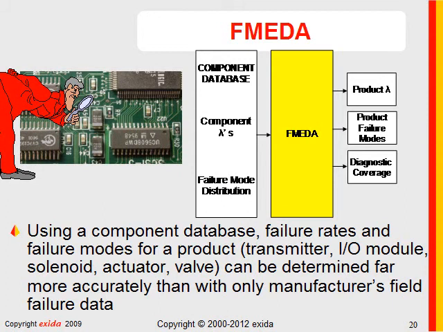Therefore, using a component database with failure rates and failure modes for all the components used, you can go through this FMEDA process and come up with a product failure rate, the product failure modes, and the diagnostic coverage factors. That's the difference between the old techniques and the new. An FMEDA looks at any onboard diagnostics, the impact of those diagnostics, and generates failure rates specifically applicable for safety system analysis.